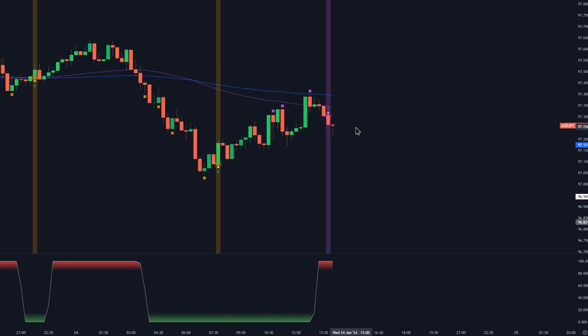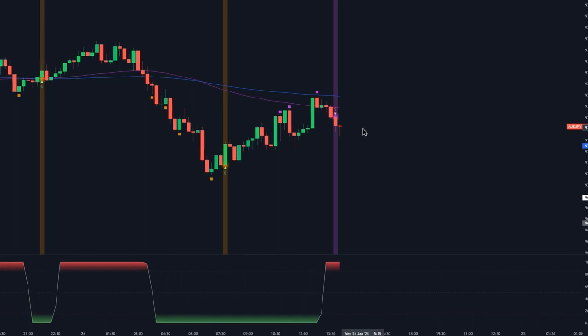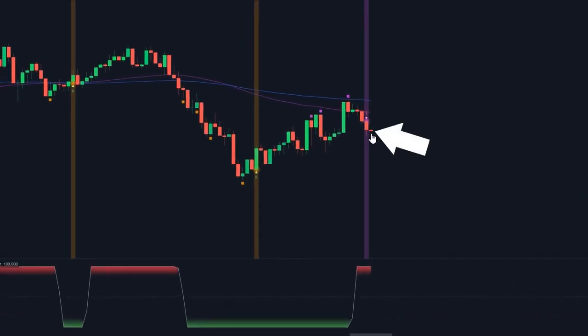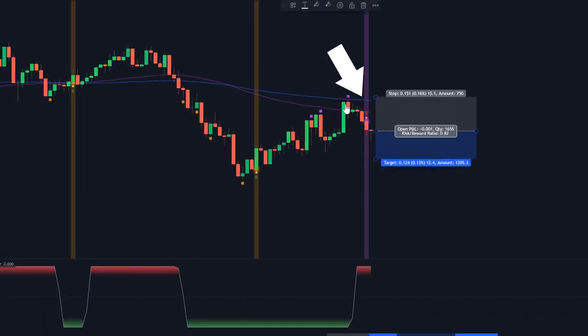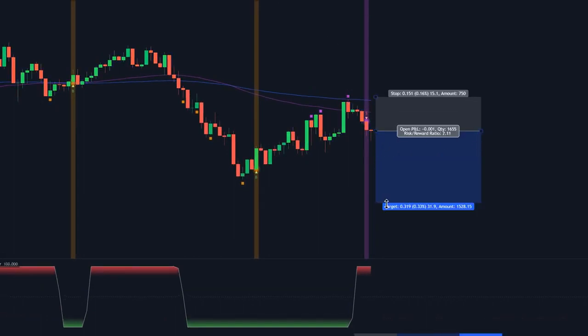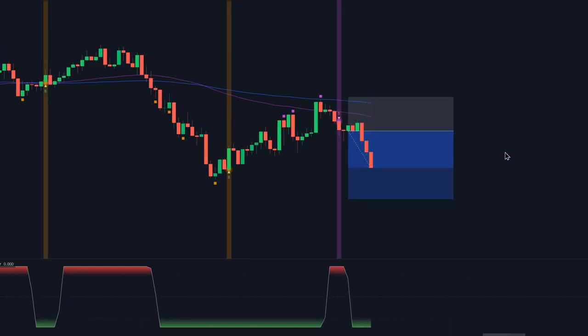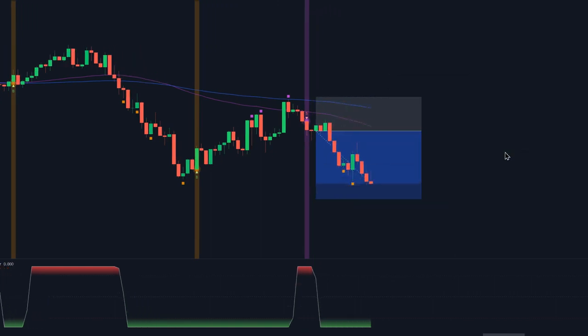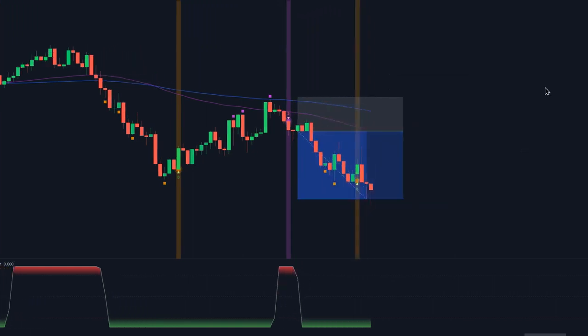This is going to prevent us from taking trades when the market is ranging. All our entry conditions are met on this candle, so we're going to enter a short position here. We're going to set the stop loss just above the most recent swing high. And then for the take profit, we're going to target a risk-reward ratio of 1 to 2. If we let this trade run, you will actually see that the trade was profitable.